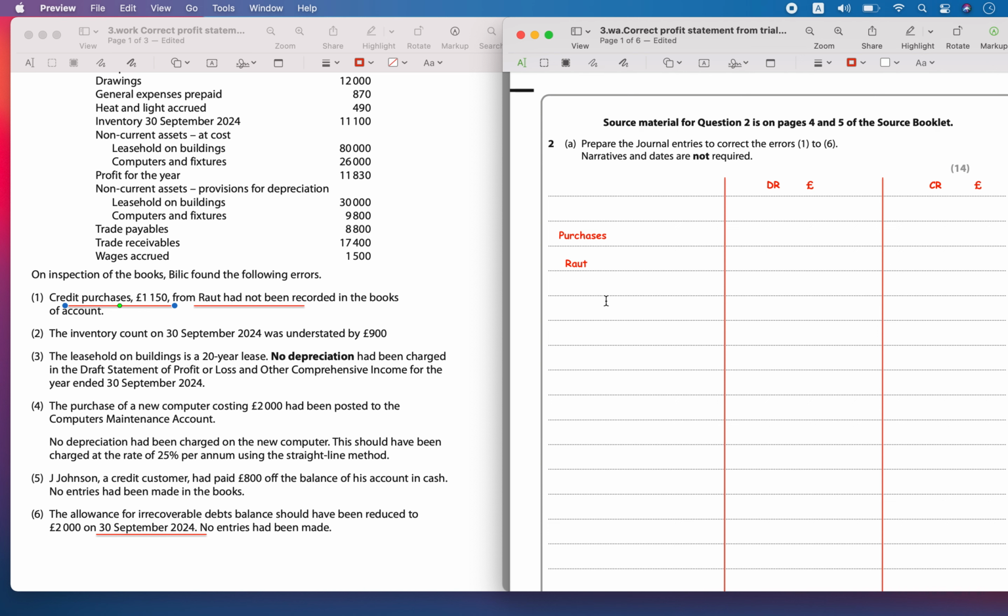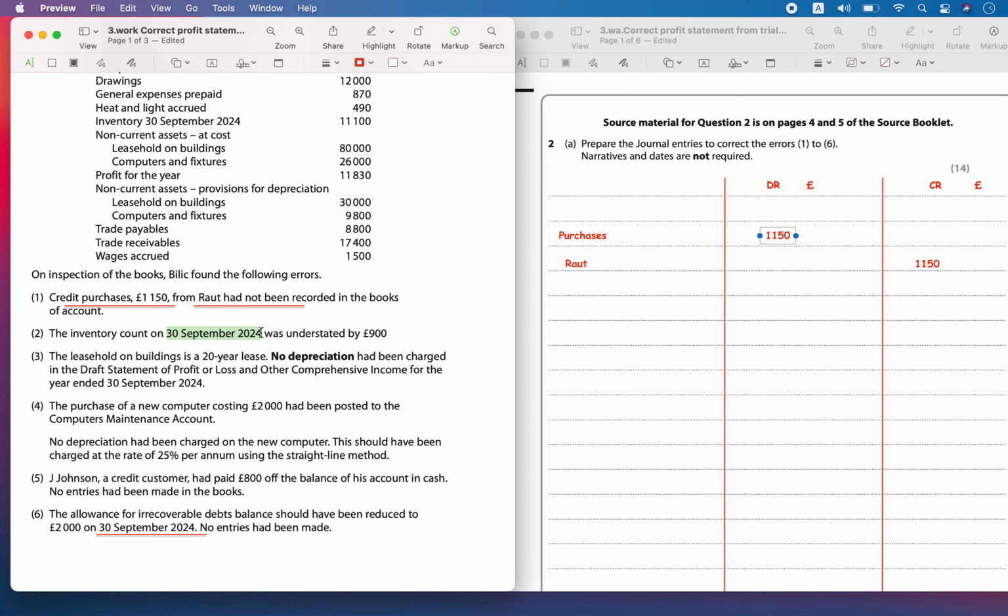In the Roth account this value is going to appear on the credit side. The business had purchased, so it is a trade payables account, so this is going to appear on this side, and in the purchases account this is going to appear on the debit side. Then the inventory count of 30th September was understated by 900. So the two accounts that are going to get affected are the inventory account and, since this is a closing inventory count, the income statement.